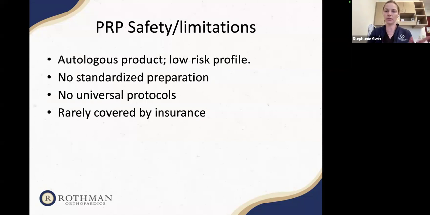Again, one of the limitations I discussed earlier, there's no standardized preparation for PRP, and there aren't even society-level universal protocols for what you do before or what you do after. And probably the biggest issue for most patients is PRP is not covered by insurance and there is an out-of-pocket cost.